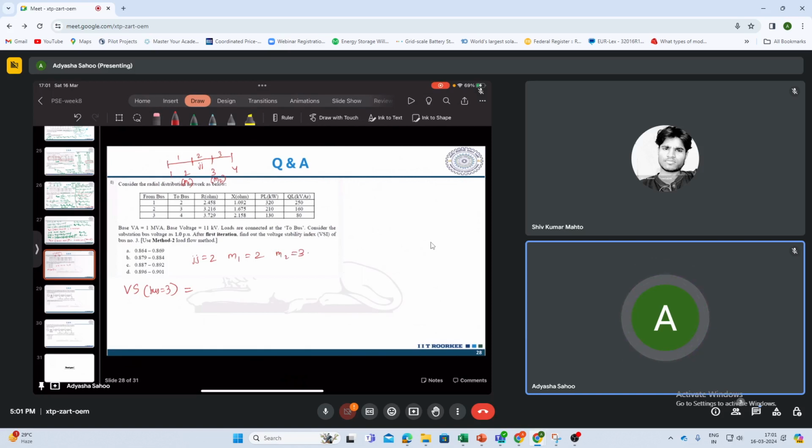So here we get as V2 to the power 4 minus 4 (P3 X2 minus Q3 R2) square minus 4 P3 R2.